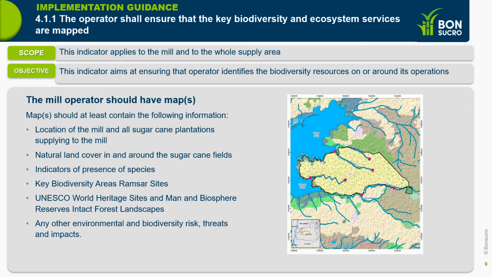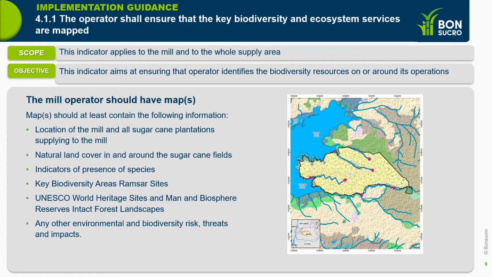So the mill operator should have maps. So, how to construct the maps? The basics are maybe satellite imagery, which can be actual satellite imagery, and afterwards a land cover interpretation, maybe with a methodology like coring land cover, and it can also be done with aerial photography. So there are two options, but the idea is to map the covers in all the supply chain.